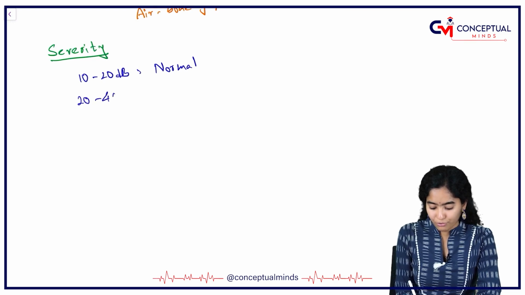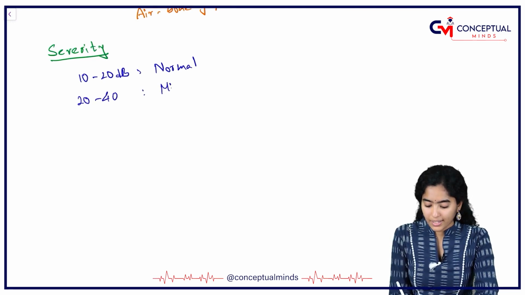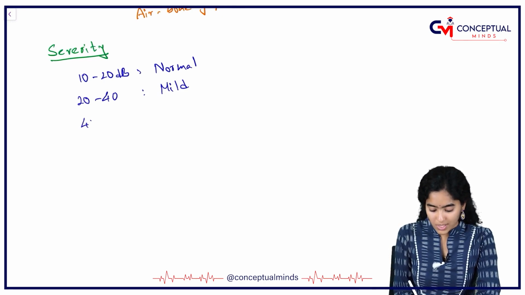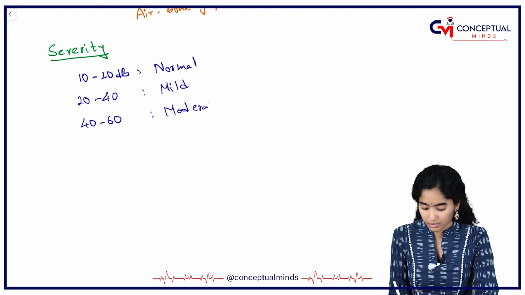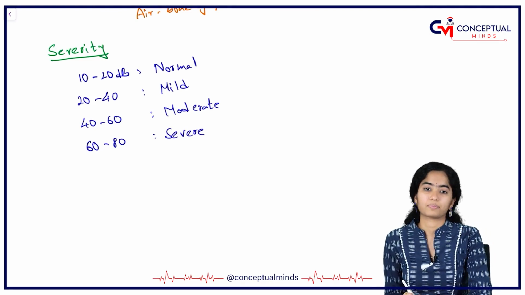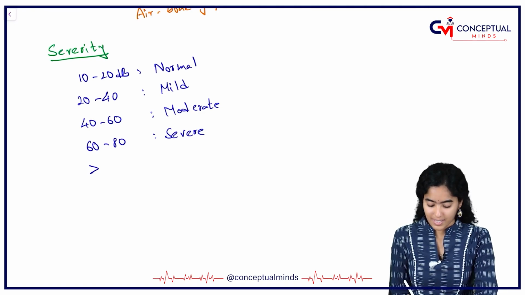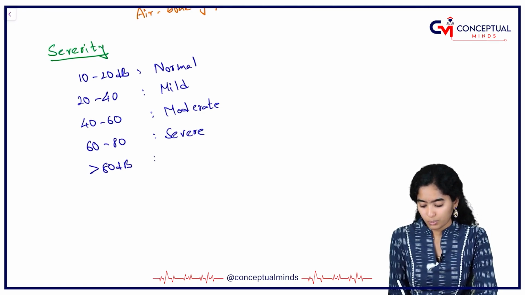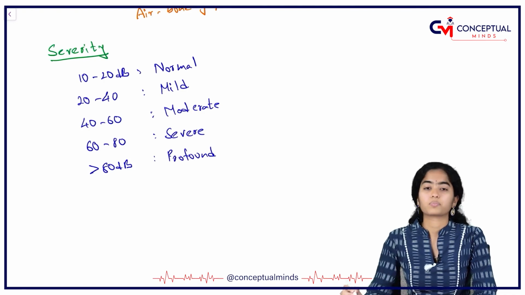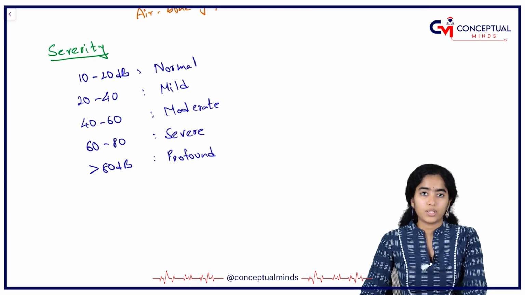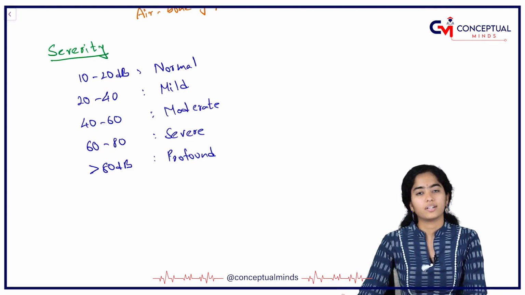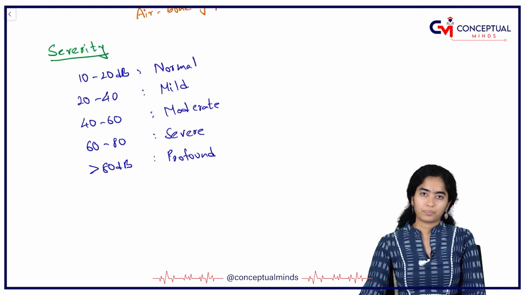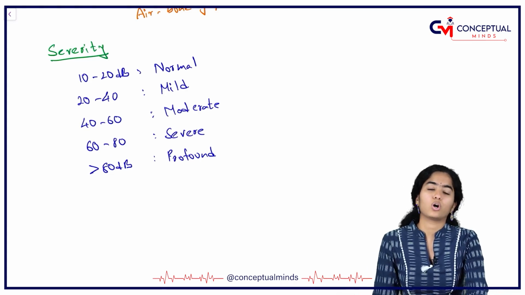Anything between 20 to 40 is considered to be mild hearing loss. 40 to 60 is moderate hearing loss. Anything between 60 to 80 is considered severe hearing loss. More than 80 decibels is considered to be profound hearing loss. Now an audiogram gives you exactly how much the hearing loss is, and you can use this table to interpret whether it is mild, moderate, severe or profound. So this is the information that an audiogram gives you.